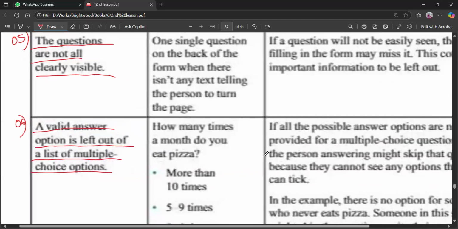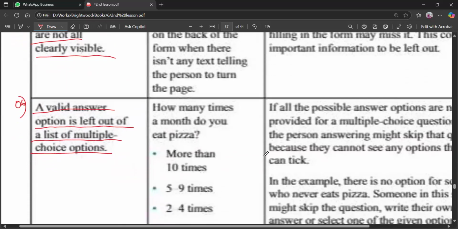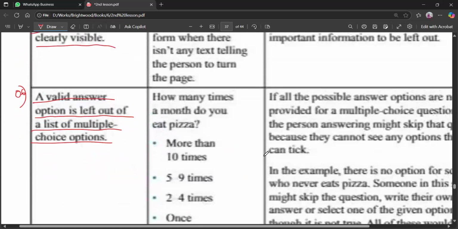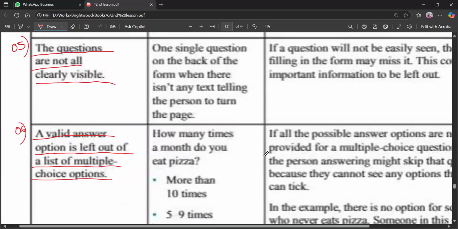For example, how many times a month do you eat pizza? The valid answers should be what? More than 10 times, 5 to 9 times, 2 to 4 times, once. Okay. Yes. There can also be none, if you are not eating pizza. Something like that. There should be an answer. So like that, it may be missing the valid answer. Is that clear? Sometimes the valid answer may be missing. Okay.